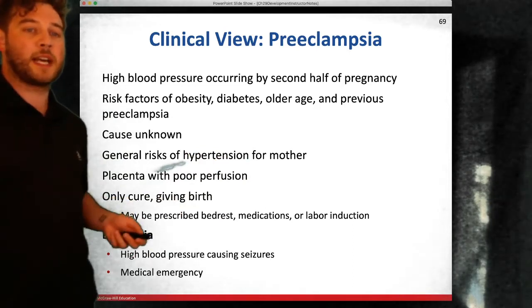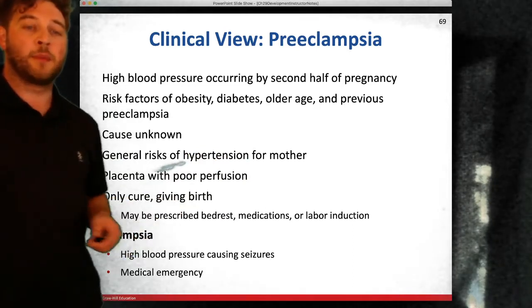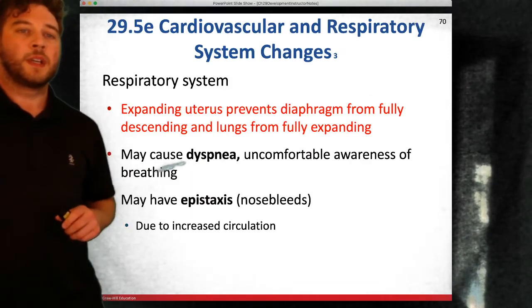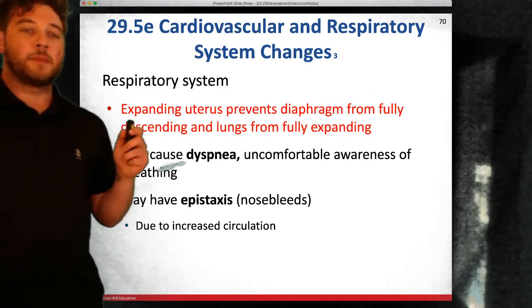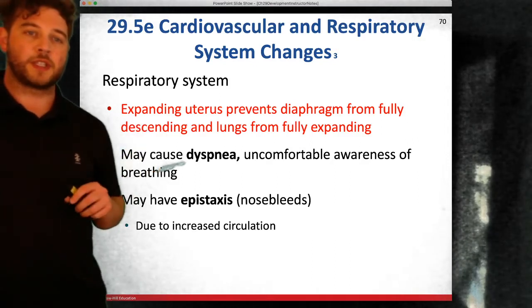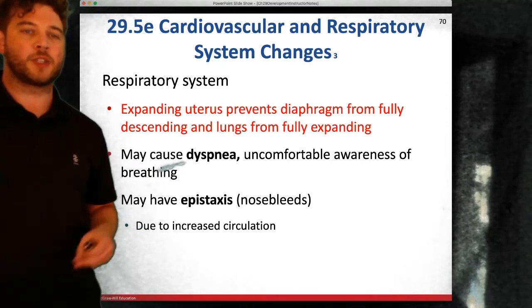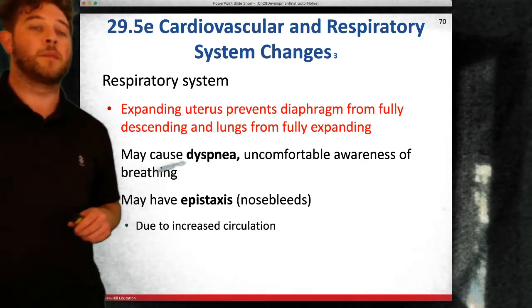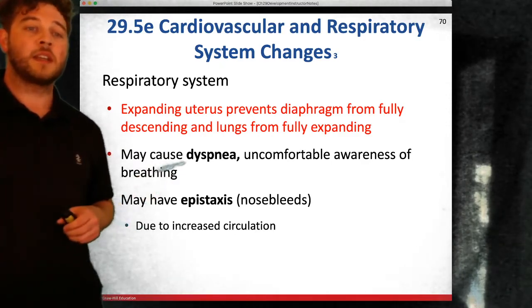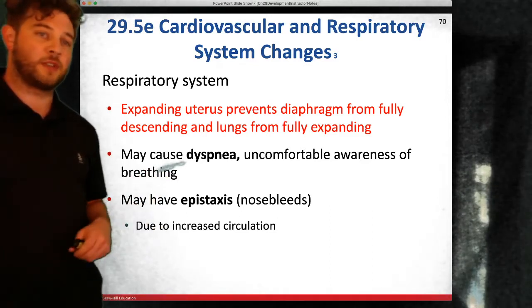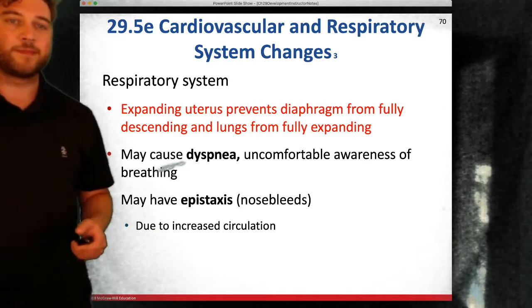True eclampsia is high blood pressure causing seizures, which is a medical emergency, obviously. In the respiratory system, the expanding uterus prevents the diaphragm from fully descending and the lungs from completely expanding, which can cause dyspnea, uncomfortable awareness of breathing, and may result in epistaxis due to increased circulation, that increased blood pressure.